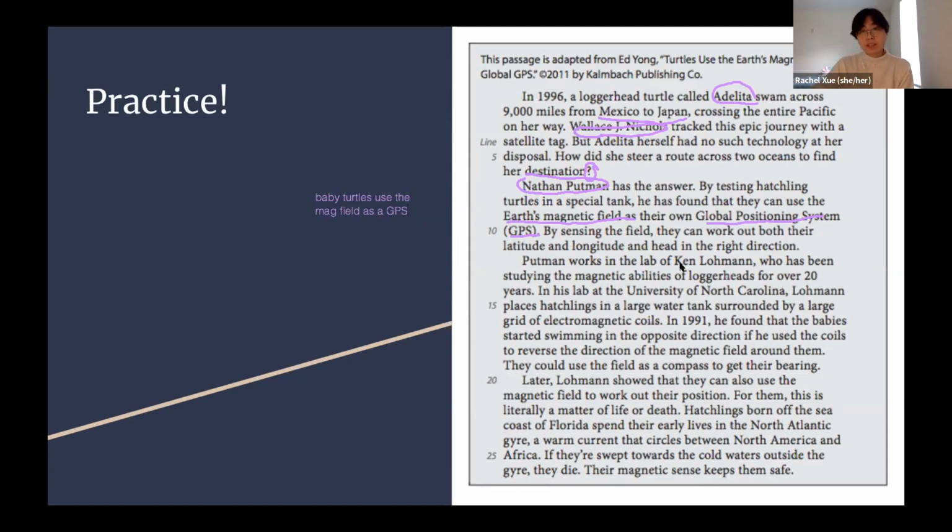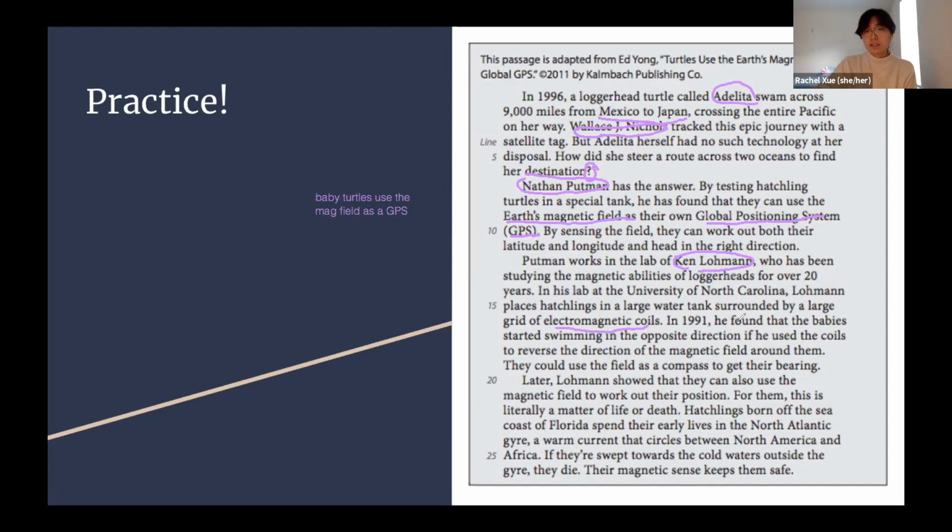Putman works in the lab of Ken Lohman. So that's another name, so I'm going to circle that. Who has been studying the magnetic abilities of loggerheads for over 20 years. In his lab at the University of North California, Lohman places hatchlings in a large water tank surrounded by a large grid of electromagnetic coils. So we remember about magnetic field earlier, so I'm going to underline that.